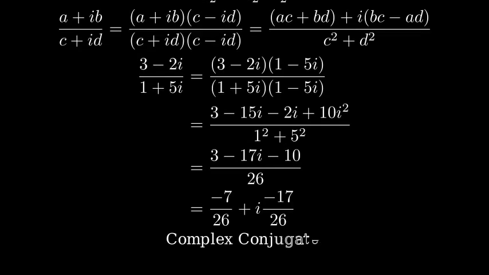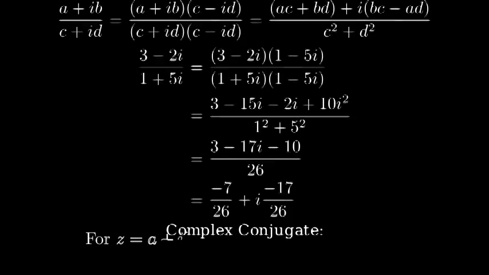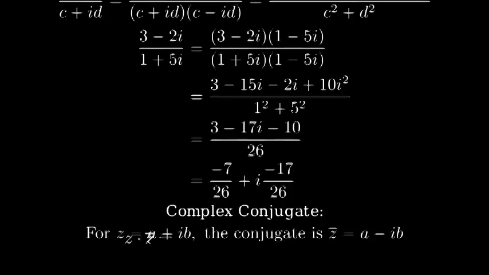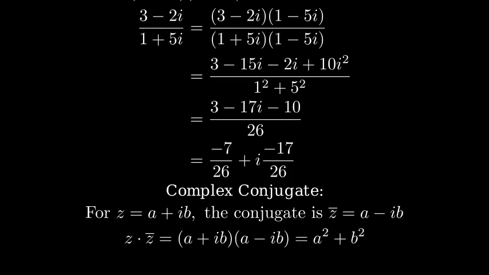Finally, let's discuss the complex conjugate. The complex conjugate of a complex number z = a + ib is defined as z̄ = a - ib. It flips the sign of the imaginary part. A useful property is that the product of a complex number and its conjugate gives a real number. z times z̄ equals a² + b².